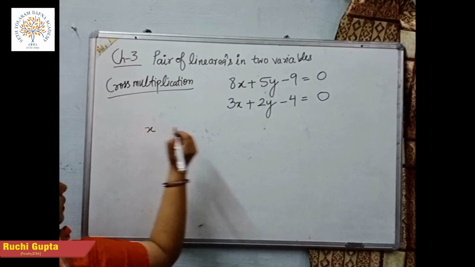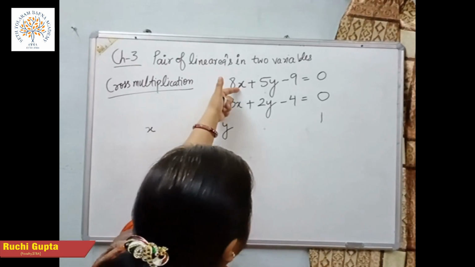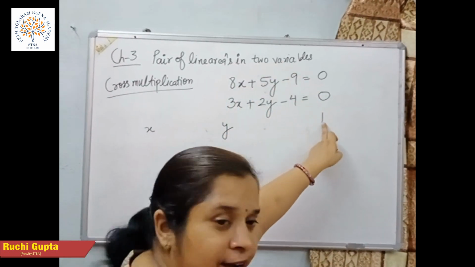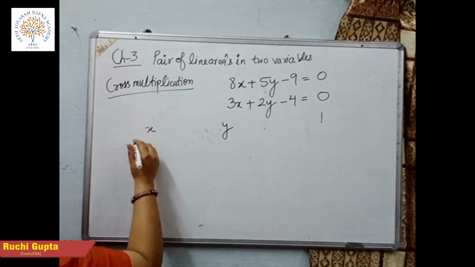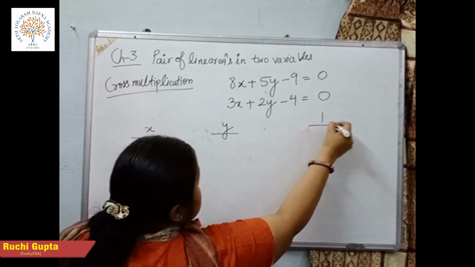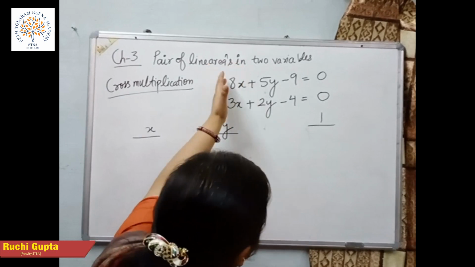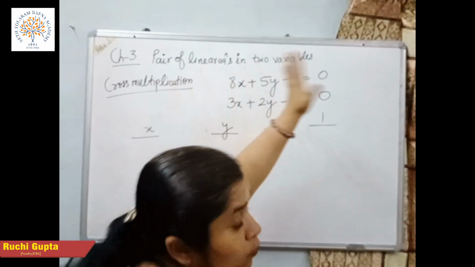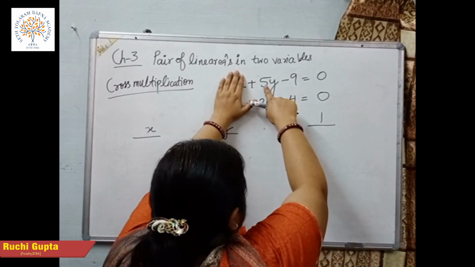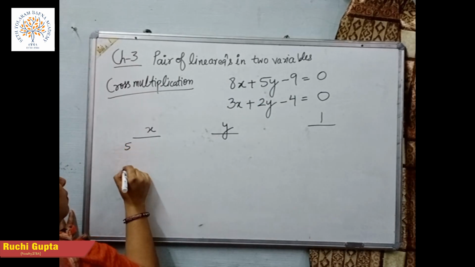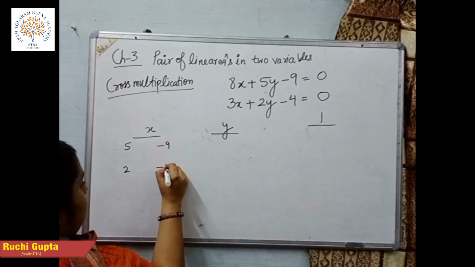In this we have three variables, x, y and 1. Okay students. We have taken three variables, x, y, and the constant is treated as 1. So when we are writing the variables under x, don't take the coefficients which are with x. You have to take the other coefficients. The other coefficients are 5 and 2. And the next one is minus 9 and minus 4. Okay. This is easy.